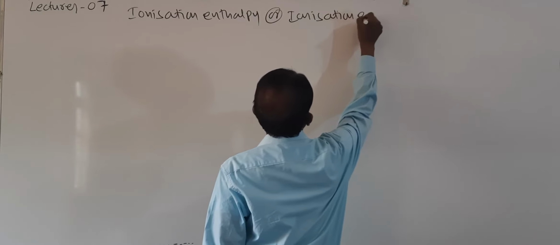If you take another example, potassium, K gives K plus and an electron, and delta IH, ionization enthalpy, is equal to 419 kilojoules per mole. It is called ionization enthalpy or ionization energy: the amount of energy required to remove an electron from the outermost orbit of a neutral gaseous atom.